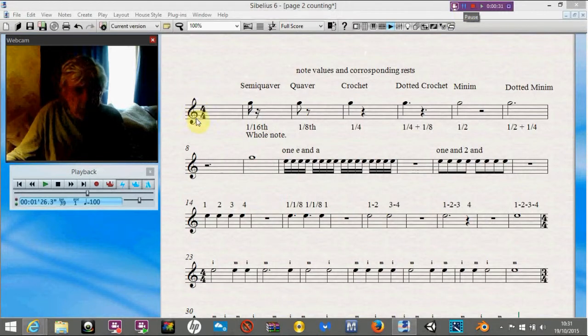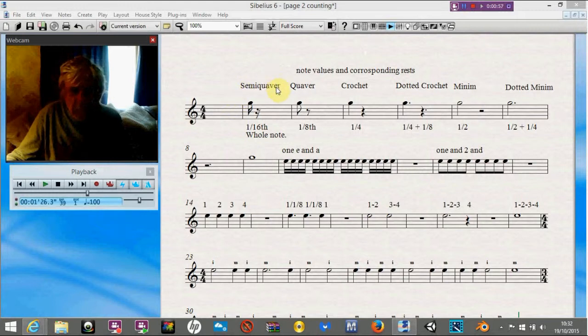Now we've got a treble clef, as all guitar music is played in the treble clef. We have a 4/4 time signature, 4 beats per measure, and there's 4 quarter notes within this measure. Each note can be subdivided into fractions of sound, of value.